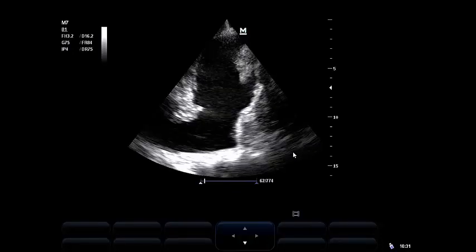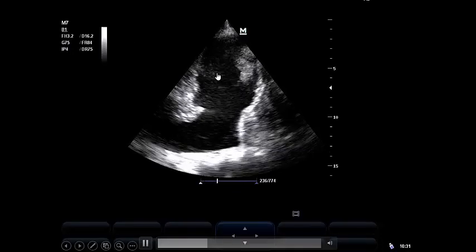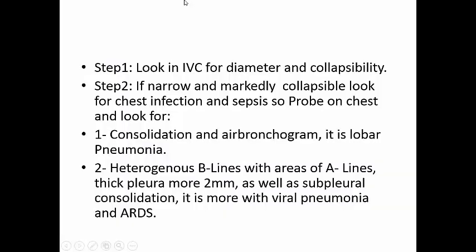This is pleural effusion. So, step 1, look in the inferior vena cava for diameter and collapsibility. Step 2, if narrow and markedly collapsible, look for chest infection and sepsis, so probe on the chest and look for consolidation and the air bronchogram, it's lobar pneumonia. Heterogeneous B-lines with areas of A-lines, thick pleura more than 2 mm, as well as subpleural consolidation, it's more with viral pneumonia and the ARDS, acute lung injury.